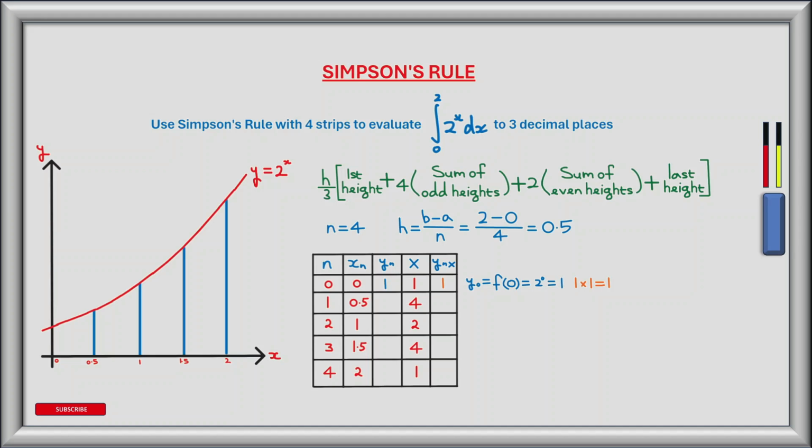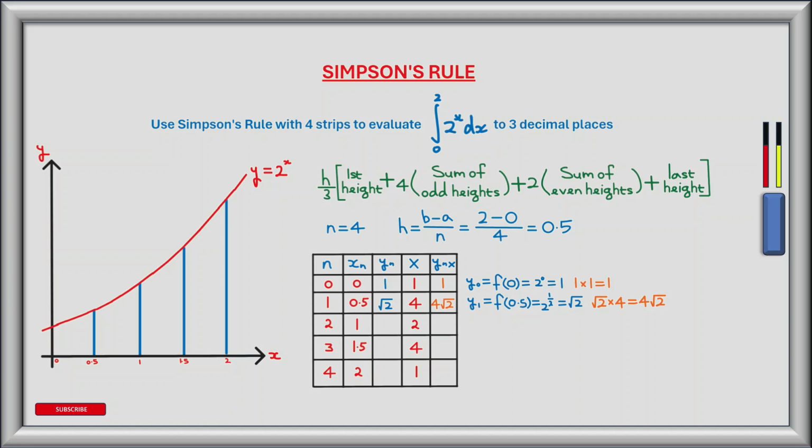So starting with n equals 0, to get the missing value in the yn column, we need to evaluate the function 2 to the power of x at the value of 0. So that is 2 to the power of 0, which equals 1. So if we multiply 1 by 1, we get 1.